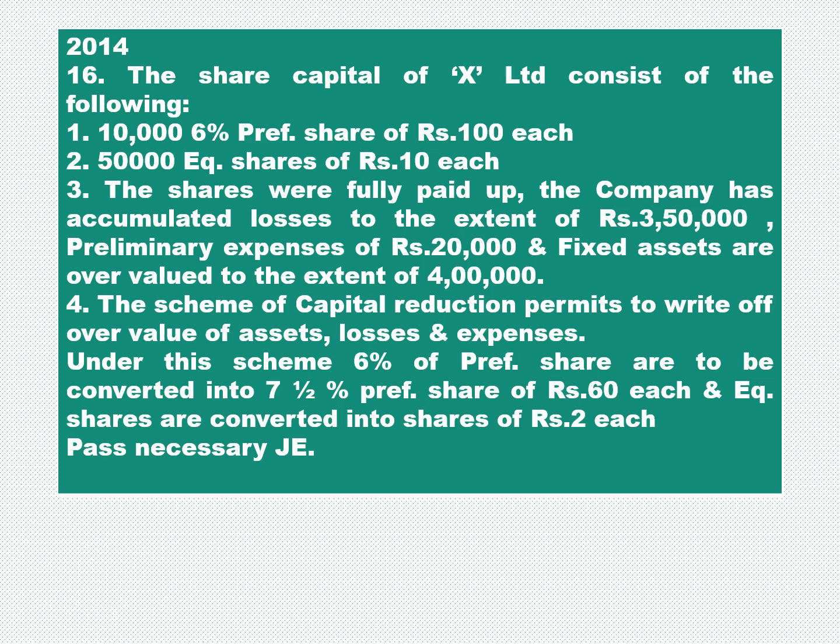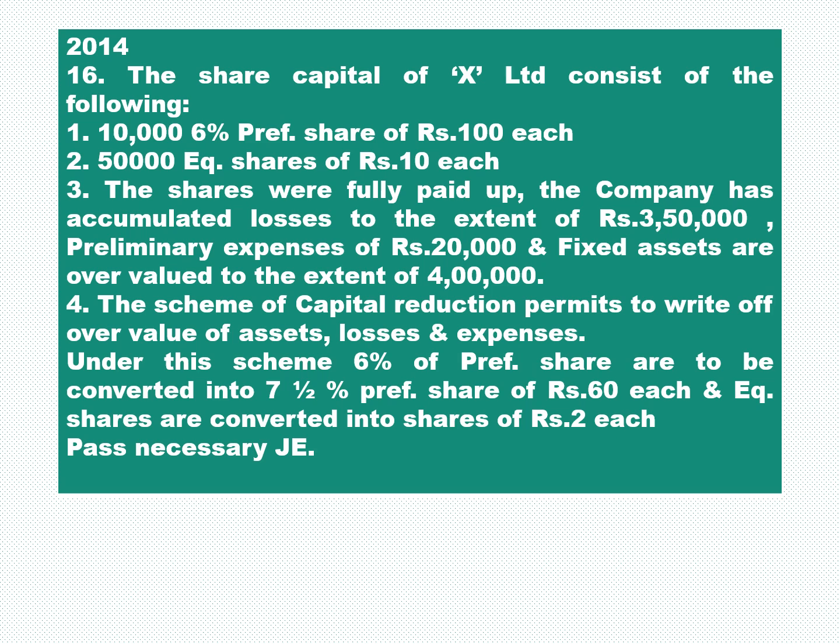The company has accumulated losses to the extent of 3,50,000. So that means the PL account loss balance is 3,50,000. Then preliminary expenses 20,000. But the fixed assets are overvalued to the extent of 4 lakh. Overvalue is called depreciation. I repeat students, overvalue is called depreciation.